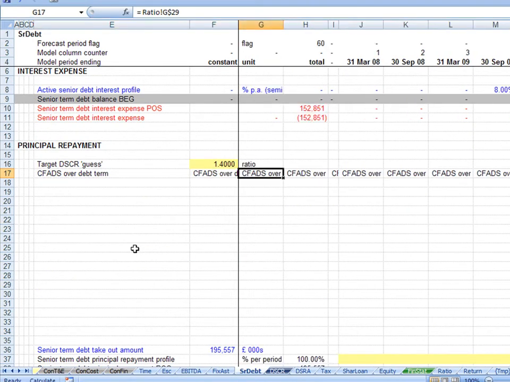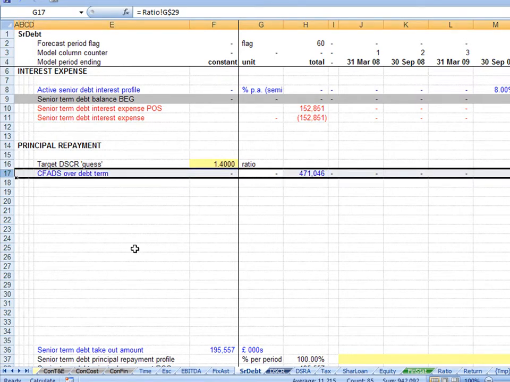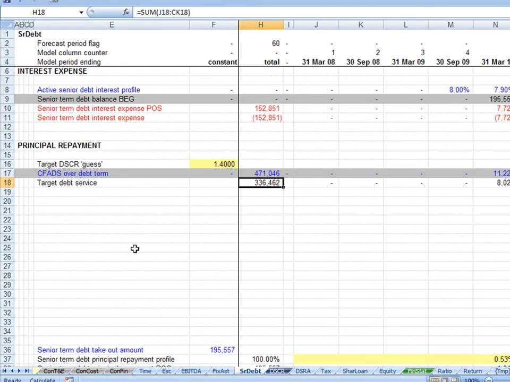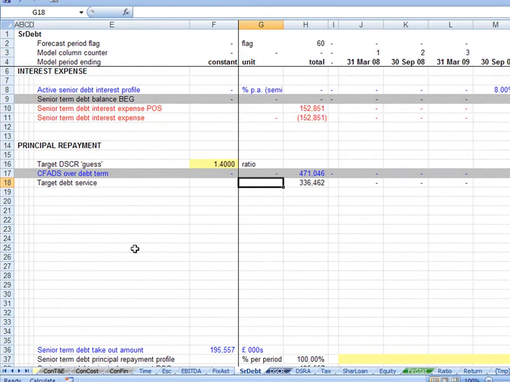We don't want the debt to be repaying any longer than its current fixed term. That will be an import and a counterflow. We get this concept of target debt service. And we decided that was CFADS divided by that guessed ratio. So we'll put that in. And if you want to have a cover ratio of 1.4 in every period, this better be your target debt service.